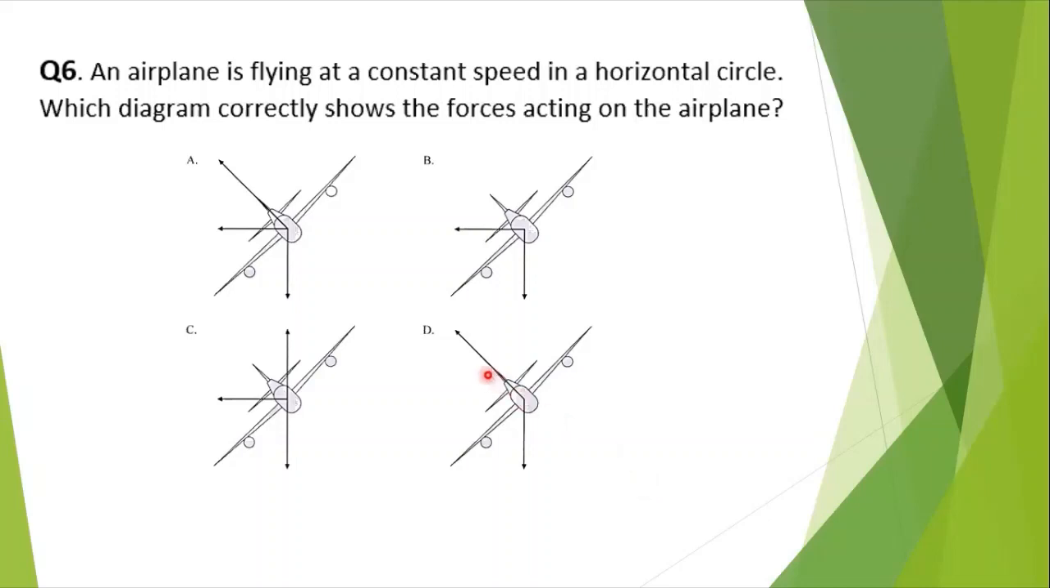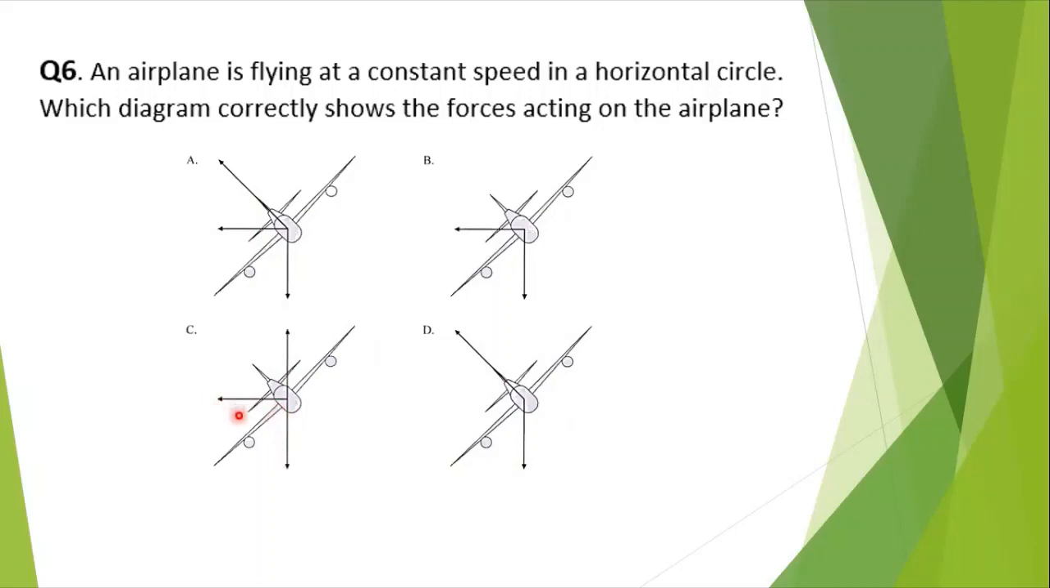So the lift will be that way, at right angles to the wing, and the weight will always be acting vertically downwards. What's happening here? We've got 3 forces. No, we've got 2 forces here. Force towards the center, force towards the center. We've got a force up, not sure what that is. Force down, yeah, that could be its weight. A force towards the center.